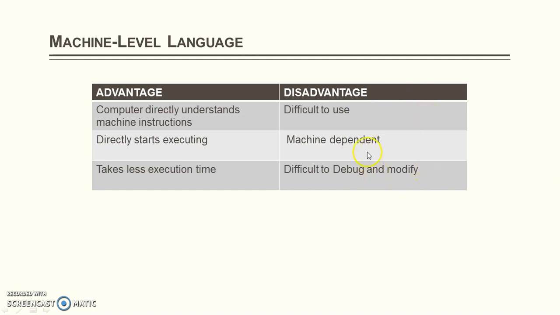Again, the machine level language is machine dependent. That means one file will be executed differently on 16, 32 and 64-bit machines, and it is very difficult to debug and modify the code. Those are the disadvantages of the machine level language.